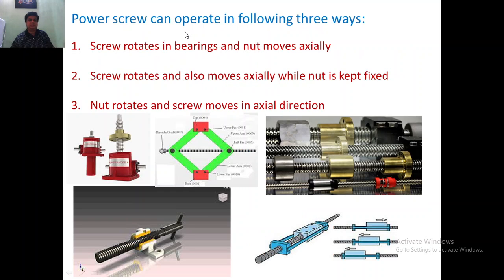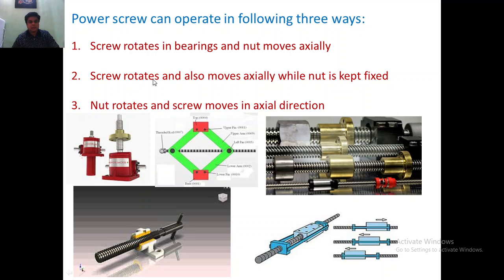So power screws, while operating, can operate in three different ways. One way is that the screw can rotate in the bearing and the nut can move axially. You can see here the screw is rotating, and this is a nut. It can move axially or linearly, left or right, whenever the screw is rotated clockwise or anti-clockwise.